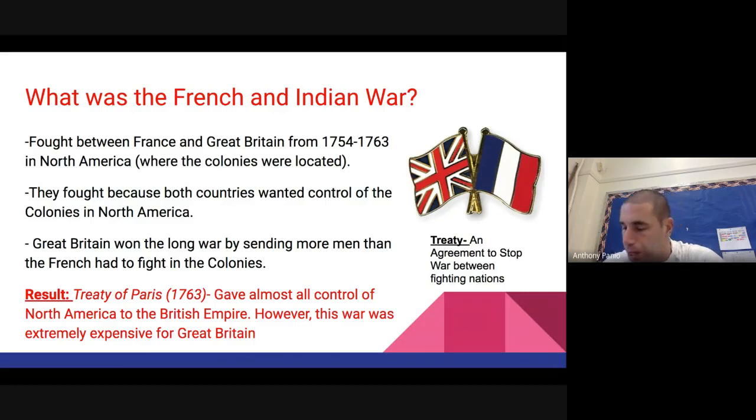Wars are extremely expensive, especially back during the 1700s. This war was incredibly expensive for Great Britain. And that price, that debt that Great Britain's going to develop is what causes the major problem and the major start of the issues between Great Britain and 13 colonies. If you remember from 7th grade, these are the events leading to the American Revolution and the Revolutionary War. This is just step one, okay?